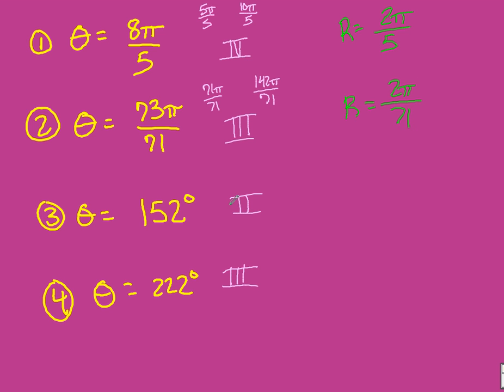Number 3, quadrant 2, meaning I need to push forward. How much more do I push forward to get to 180? That would be 28 degrees. And then here, how much do I need to push back, because I'm in quadrant 3, to get to 180? That would be 42 degrees.